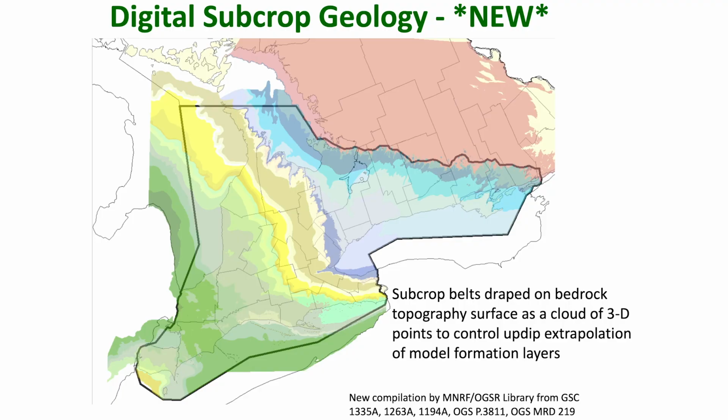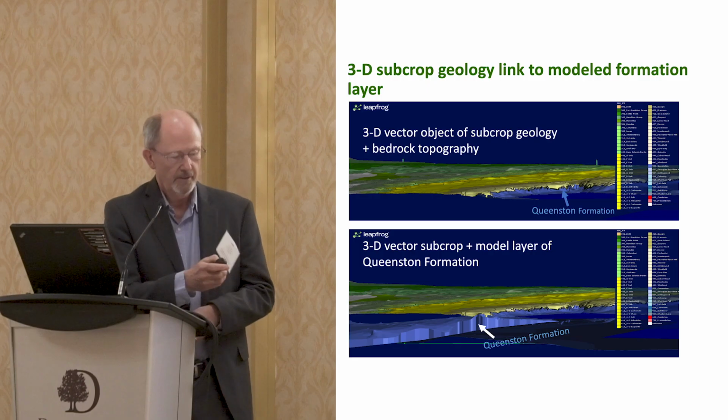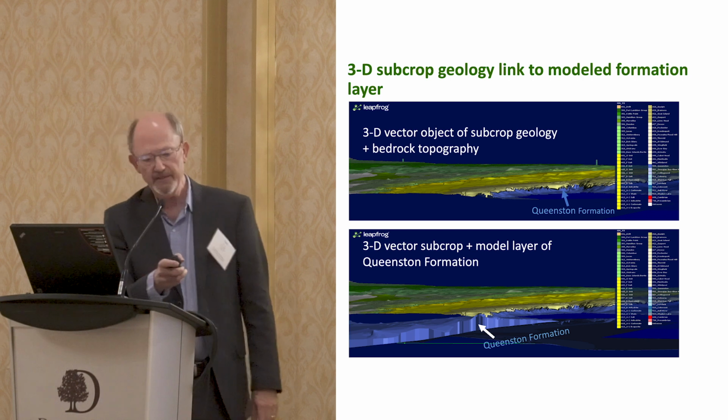This is a view of the new digital subcrop geology map that Maya compiled from all the previously published maps, with some new geology done down here. She's incorporated that, and she's added some interpretations up in here to get the geology beneath Georgian Bay. So this is a brand new map, and I think this is available on the library website now, or will be. Now here's where I talk about 3D vector objects.